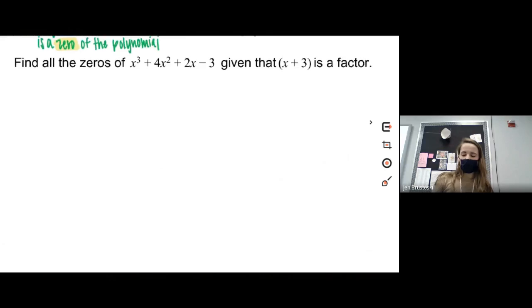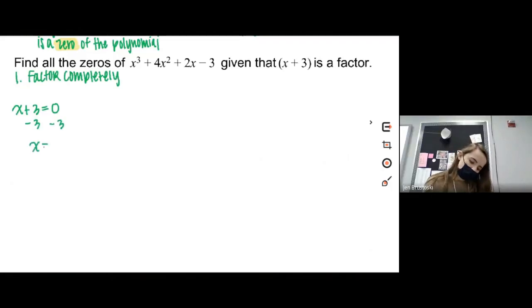Okay, so I want to factor this completely. So I'm going to take that x plus 3, set it equal to 0, and solve. Then I'm going to create a setup. So negative 3 goes in that box.